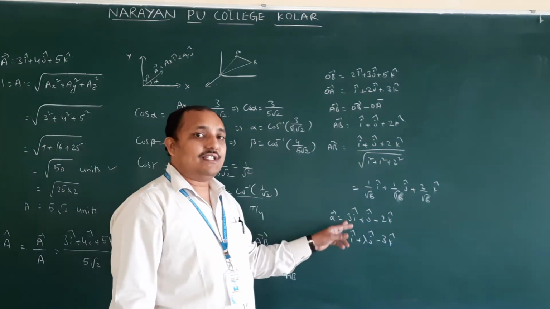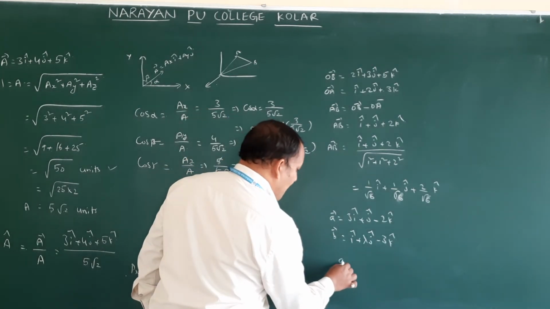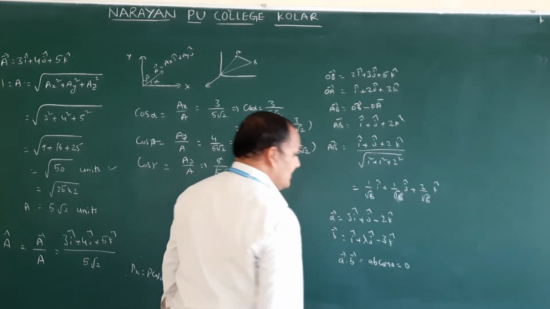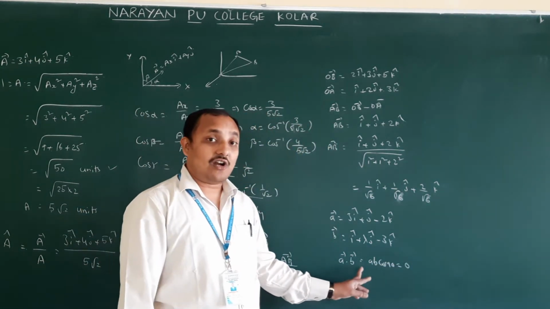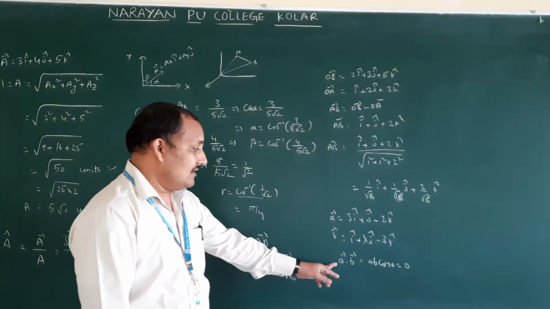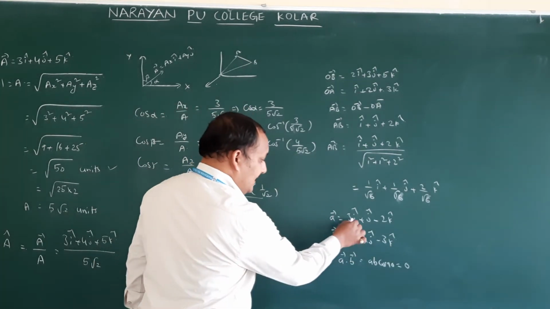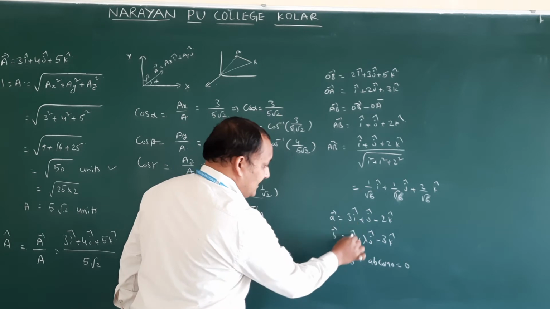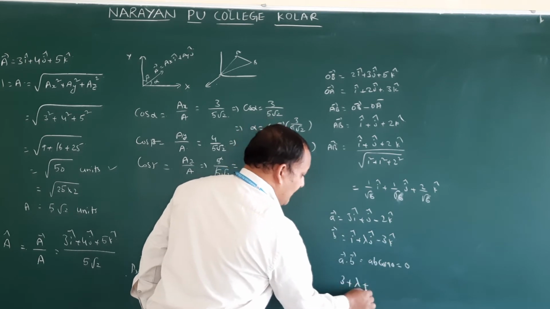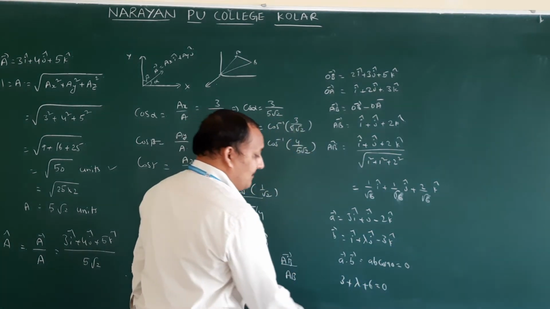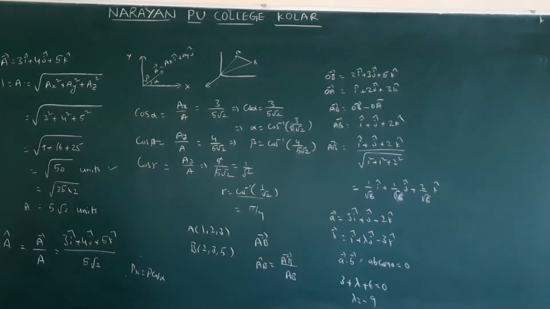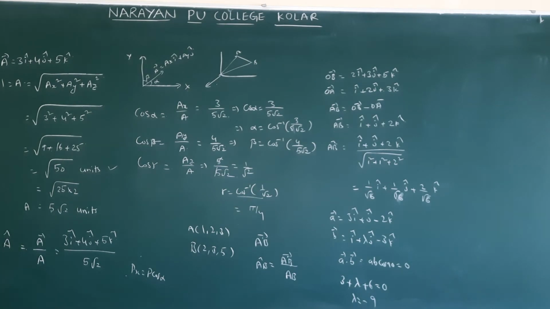Both are perpendicular to each other means what is the dot product? Yesterday we discussed A bar dot B bar is equal to AB cos theta, that is nothing but 0. So the dot product or scalar product of two vectors is always 0 whenever both vectors are perpendicular. Now do the dot product: 3 into 1 is 3, plus 1 into lambda, minus 2 into minus 3 is plus 6, equal to 0. So lambda is equal to minus 9. Very simple and easy problem.